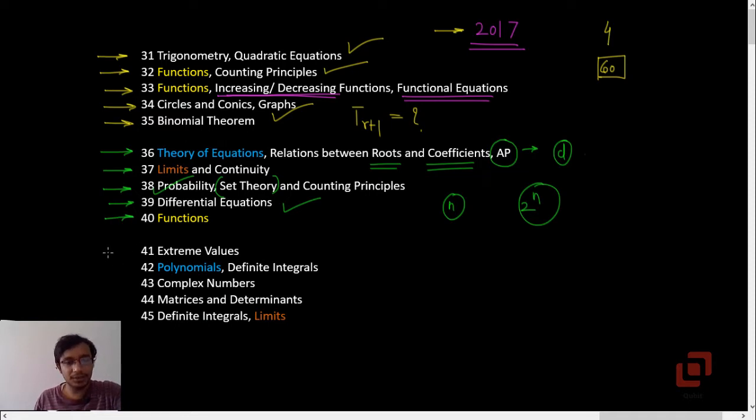Then question number 41 asks you to locate the local maximum and local minimum of a function. I guess that function is sin x plus 1 upon sin x. Okay, so we'll anyways come to that. Then in 42 we have a definite integral whose value is 0, and we have to identify the zeros within the limits of integration.